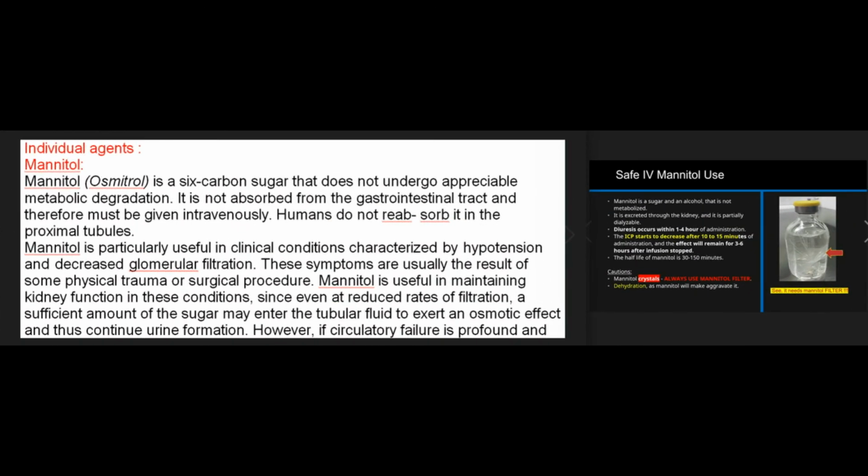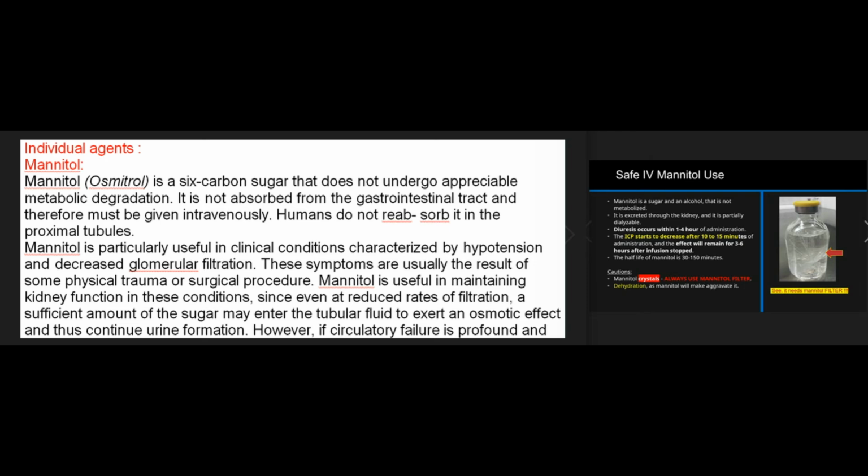Individual agents: mannitol, Osmitrol, is a 6-carbon sugar that does not undergo appreciable metabolic degradation. It is not absorbed from the gastrointestinal tract and therefore must be given intravenously. Humans do not reabsorb it in the proximal tubules.